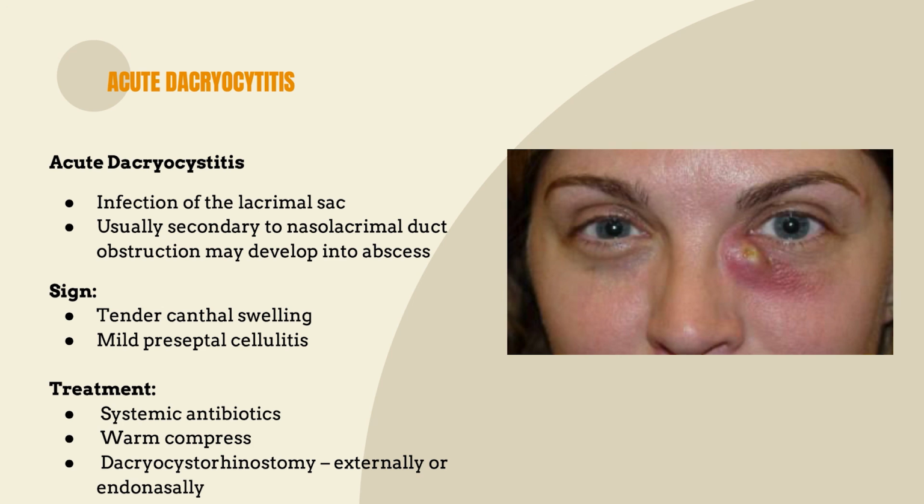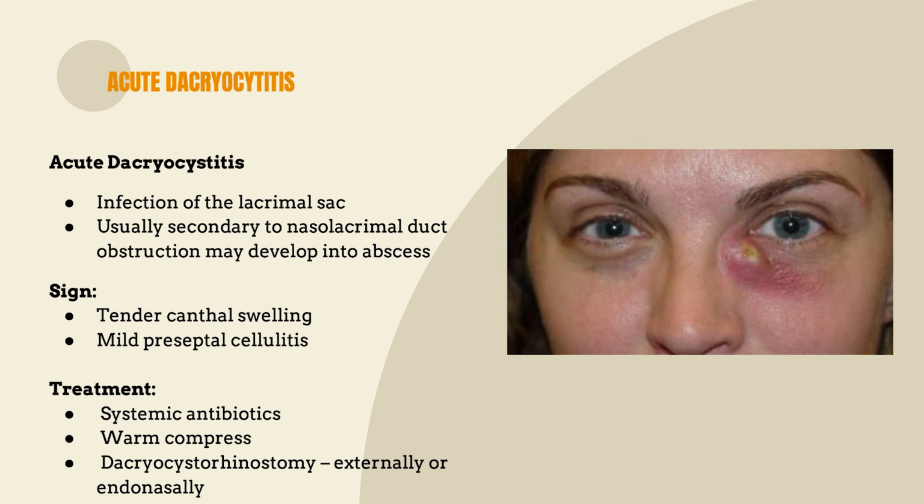Infection or inflammation of the lacrimal sac is called acute dacryocystitis. It is usually secondary to nasolacrimal duct obstruction that develops into an abscess. It is manifested by a sudden onset of pain, erythema, and edema overlying the lacrimal sac region. There is a tender canthal swelling, usually located below the medial canthal tendon, and a mild preseptal cellulitis.